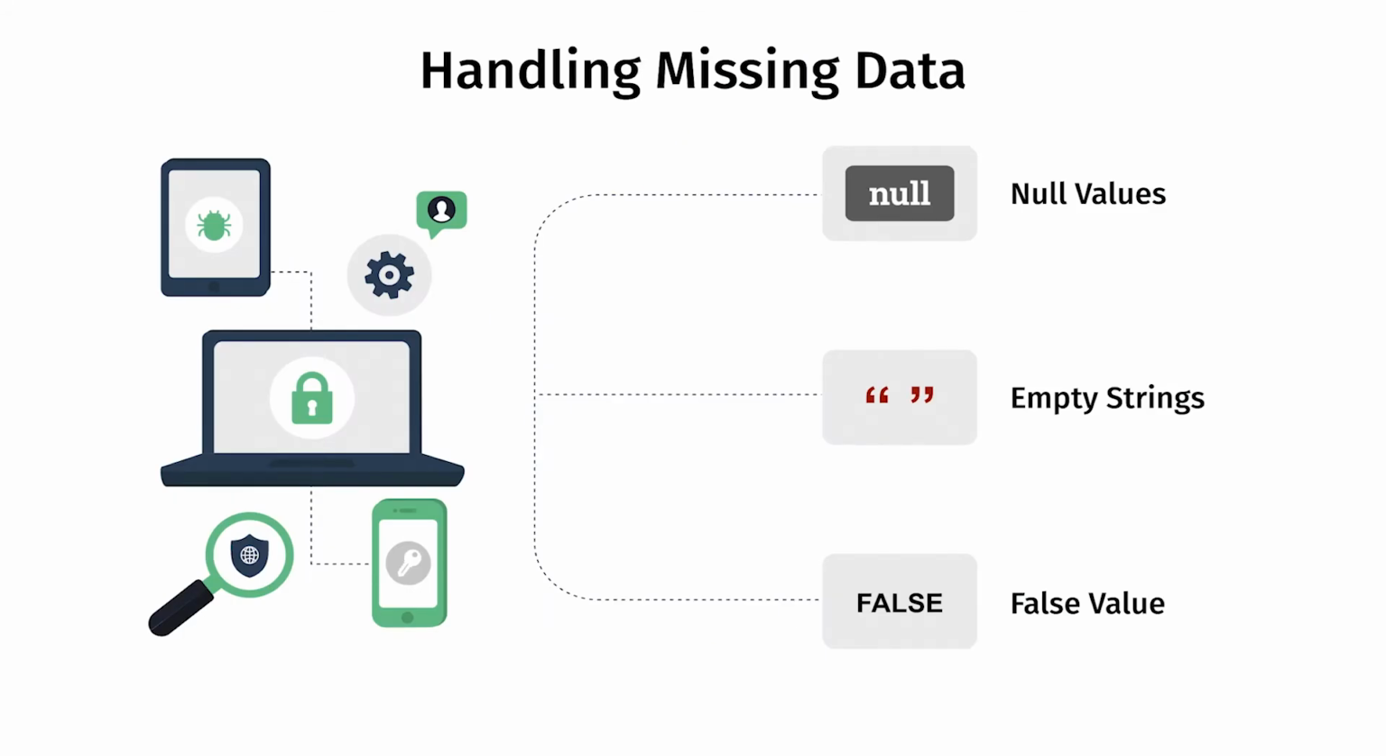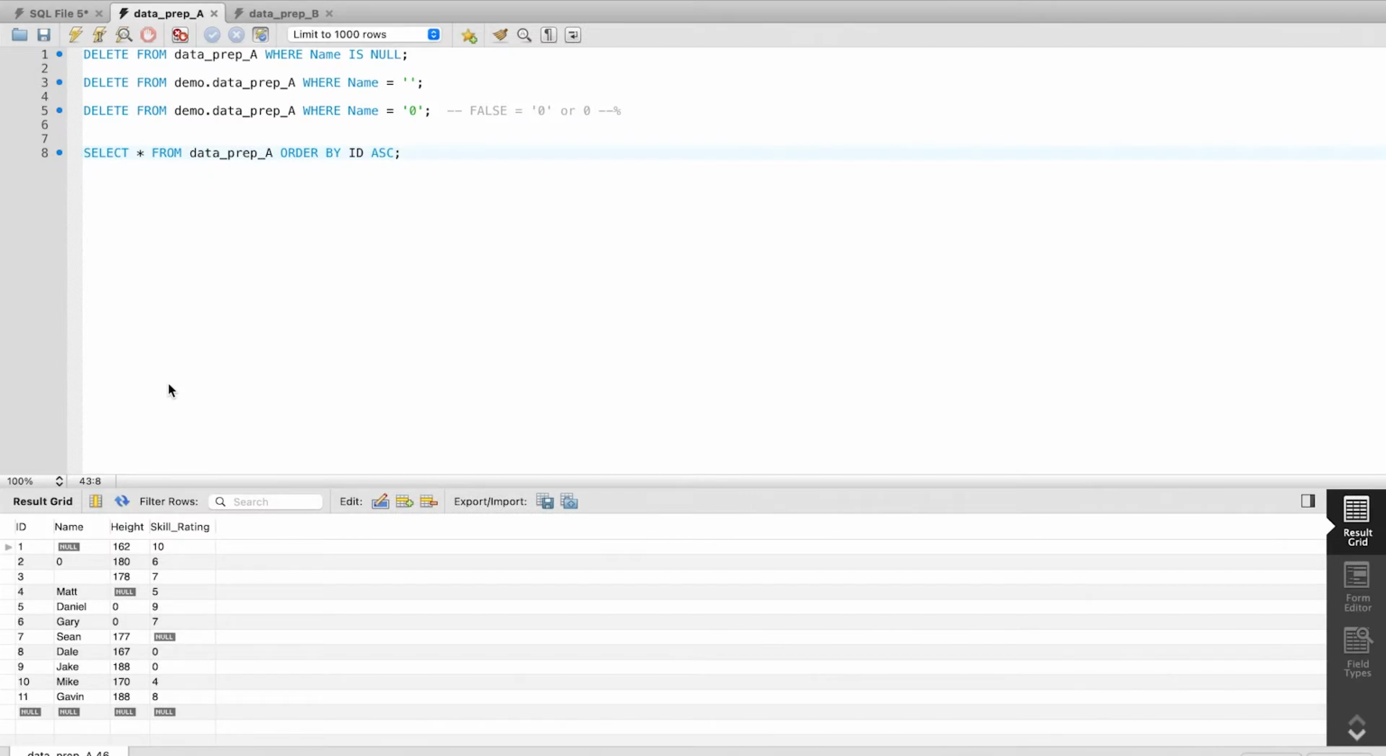Real-world data is never really complete. There's always some sort of missing value, either null values, empty strings, or false values. So let's jump over to Workbench and have a look at some practical examples. I've created a dataset of a fake soccer team. Each column has got a null value, a false value, and an empty string.